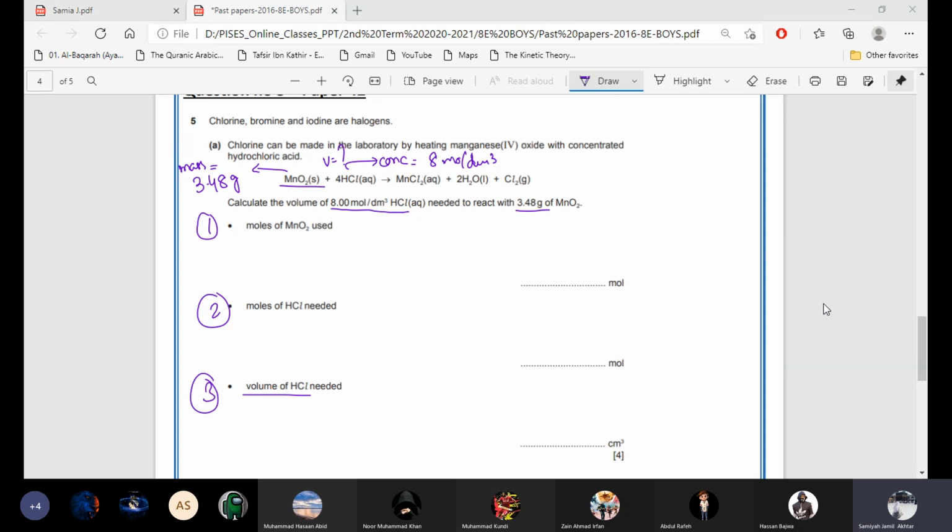This question is the same as above. And remember, in the volume of HCl, in the end you have to give the answer in centimeter cube. It's written so tiny, centimeter cube. So don't give the answer in decimeter cube. Convert it into centimeter cube.